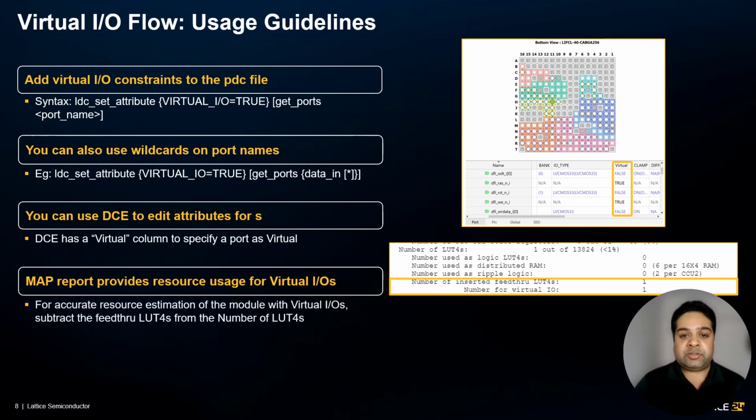For accurate resource estimation, it's important to subtract the feed-through LUTs from the total number of LUTs to give you a clear picture of the actual resources being used by your design.